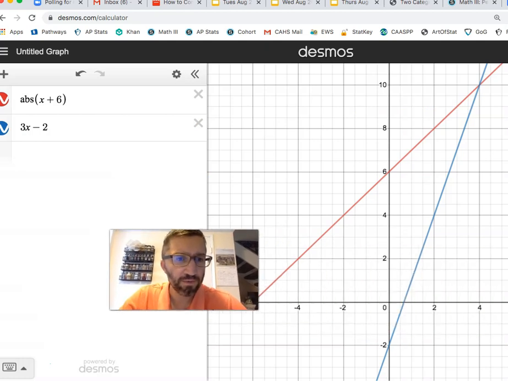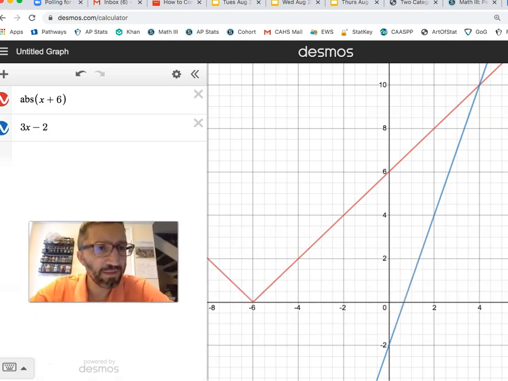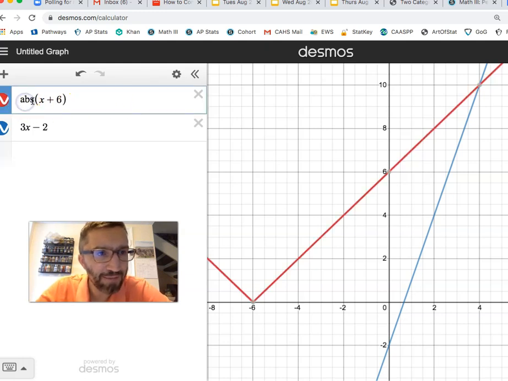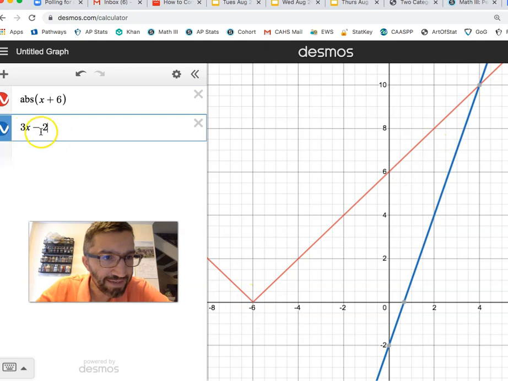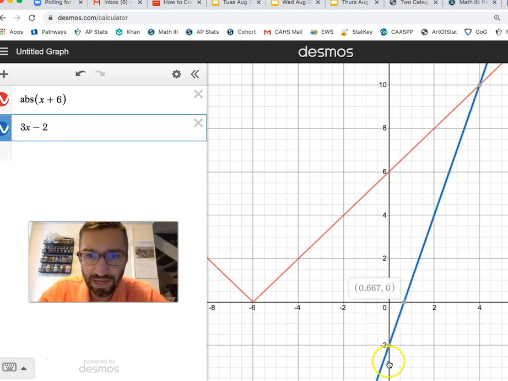Let me show you graphically what's happening with that number 6. Here in Desmos, I graphed the absolute value, ABS, absolute value of x plus 6. That was the original equation on the left side of the equal sign. And you get this red kind of has a corner absolute value graph. And then on the right side of the equation, it was 3x minus 2. So I graphed that. That's a line with a slope of 3 and a y-intercept of 2. So that's the blue line.